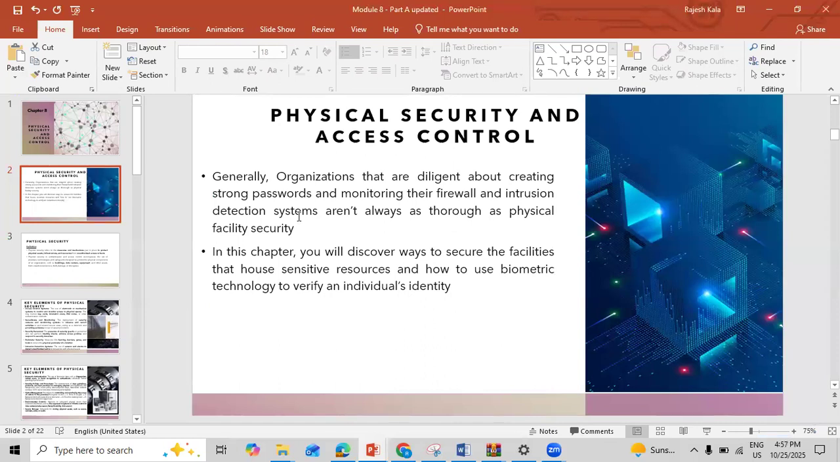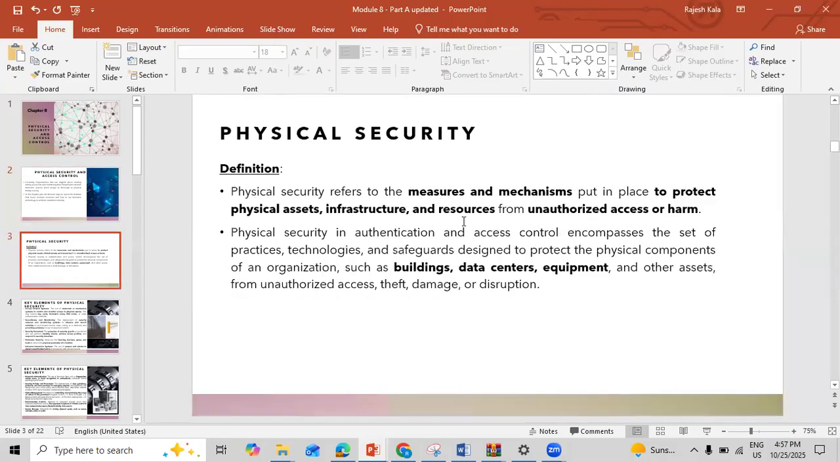Usually we discuss creating strong passwords and monitoring the network via firewalls and intrusion systems like that. But for securing physical facilities, we need something else. So, first slide, what is physical security? This is a set of mechanisms to protect physical assets, infrastructure, and resources from unauthorized access.